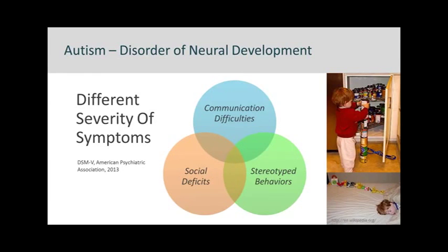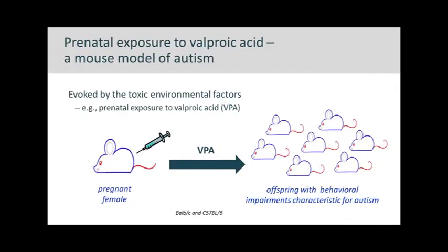Autism is a neurodevelopmental disorder that is characterized by social deficits, difficulties in communication, and stereotyped behaviors. All of these symptoms have to be met to diagnose autism, though their severity can differ. So we are developing different behavioral tests for automatic assessment of all autistic symptoms using different mouse models of autism.